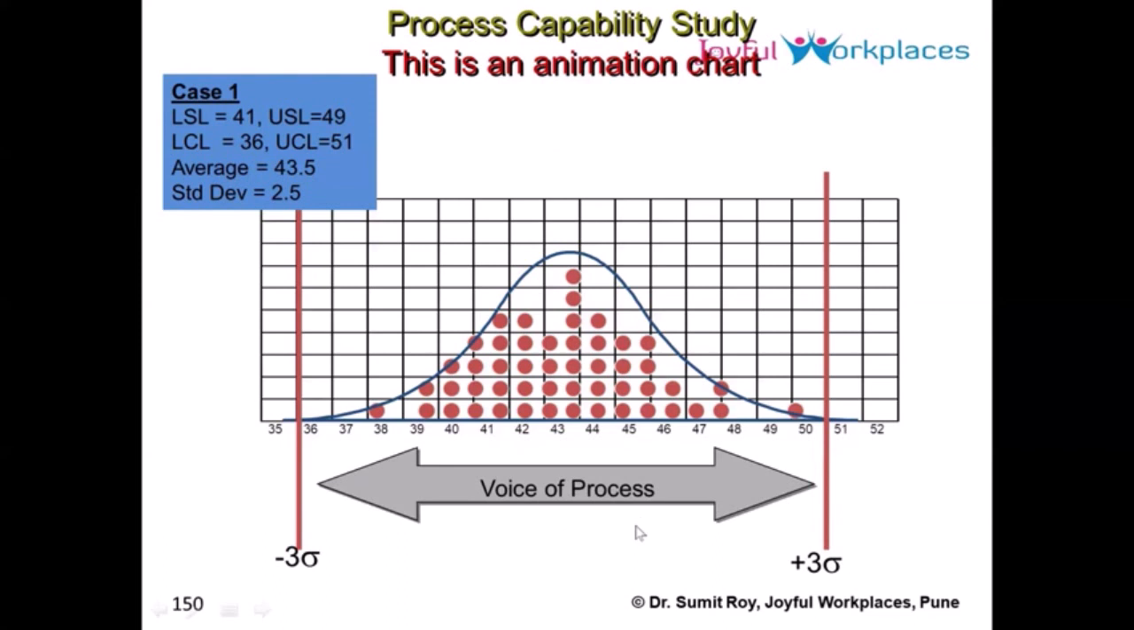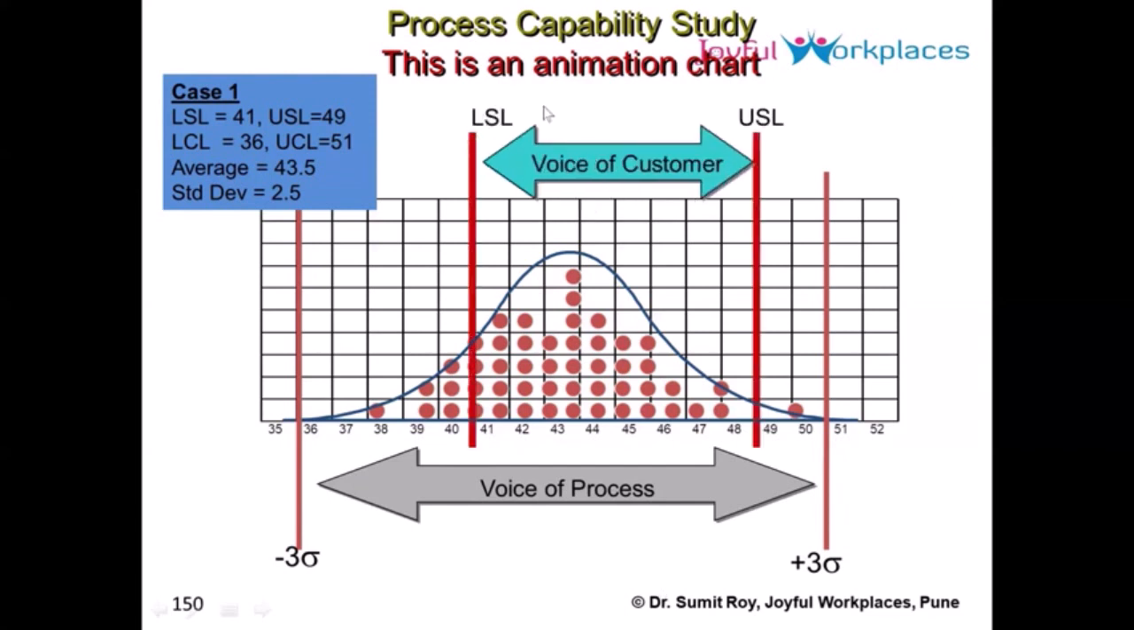Incidentally, this is called the voice of the process, not the customer. This is how the process is behaving right now. And my upper spec limit and lower spec limit are 49 and 41, and that is what is called the voice of the customer. So the voice of the customer is narrower than the voice of the process. So is the process capable? No, definitely not. If I calculate the Cp, it turns out to be about 0.53.